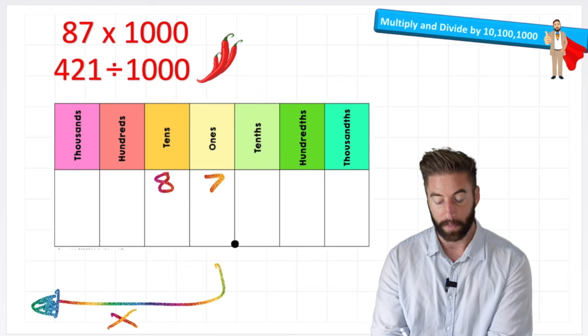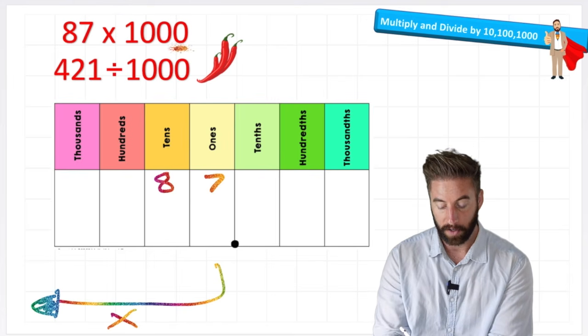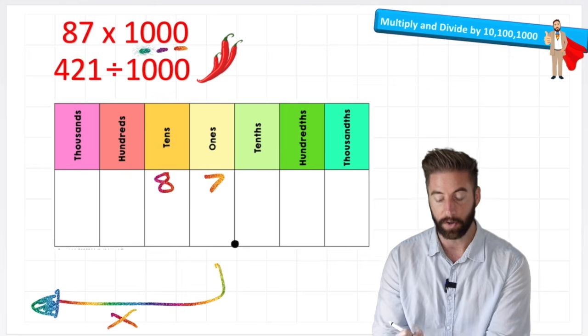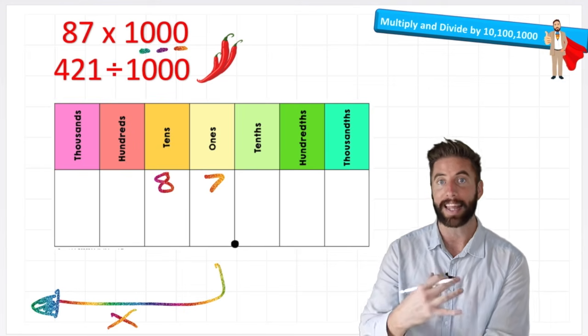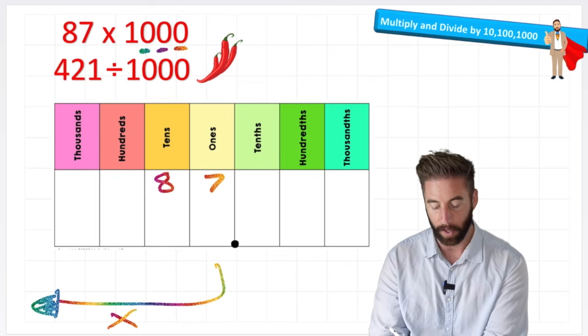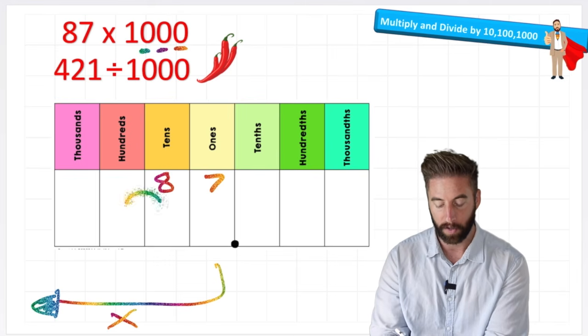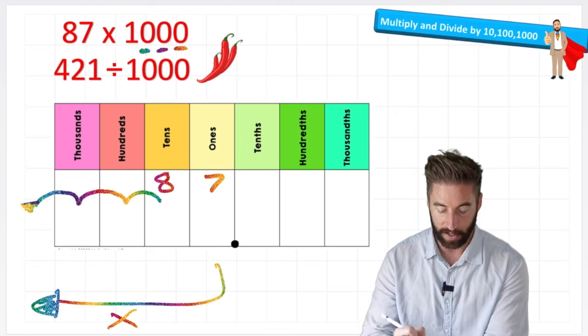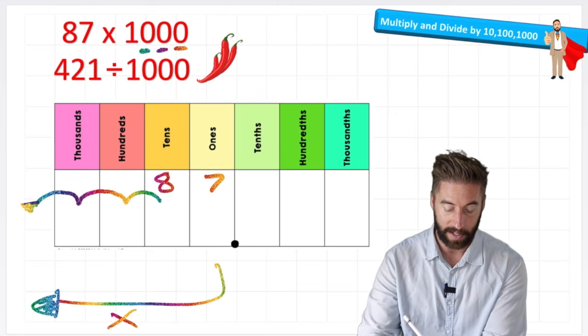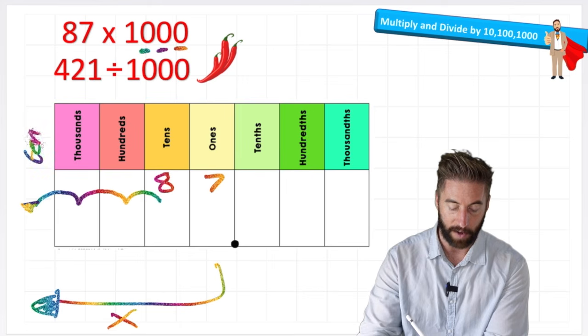Well, I'm going to look at my 1000. I can see I've got 1, 2, 3 zeros. So therefore, I'm going to move it 3 places to my left, making it 1,000 times bigger. So here we go. 8 moves 1, 2, 3, I'm coming actually out of my place value chart that I've made, but that's okay because the place value chart can go on forever, and this column here represents 10 thousands.